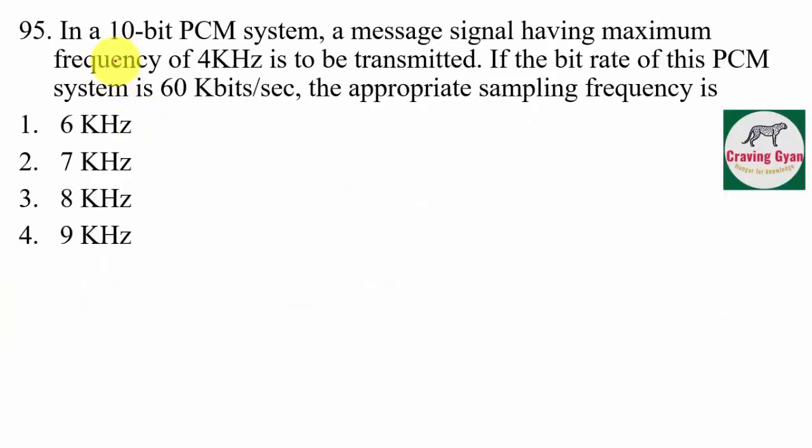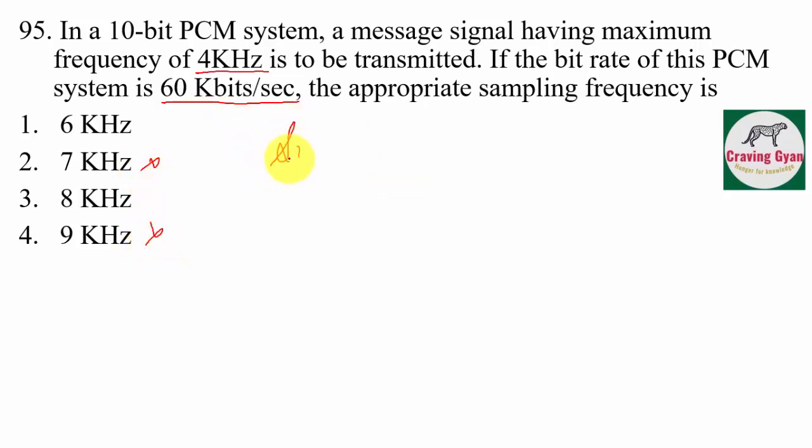Moving on to 95th question, what they have given is, in a 10-bit PCM system, a message signal having a maximum frequency component of 4 kHz is to be transmitted. If the bit rate of the PCM is 60 kilobits per second, then the appropriate sampling frequency is given by. Again, this question is a conflict based question. UGC NET they have given the key answer as 8 kHz. But in my Telegram group, when I discussed, many of them have told it should be 6 kHz, it should be 8 kHz. So 7 and 9 kHz, anyway it is wrong.